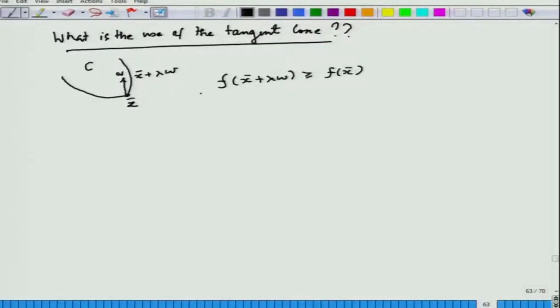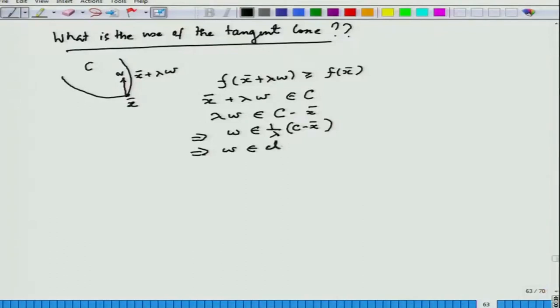Now, the important thing is that the direction that I am choosing has to be of this form, that x bar plus lambda w must be in the set C. So, lambda w must be in the set C minus x bar. Say I take lambda to be positive, of course, I am moving along this direction, so it is positive. So, because lambda is positive, this is an element of 1 by lambda times C minus x bar. So, this simply says that w is an element of the closure of the cone, of course, in the cone and hence in the closure.